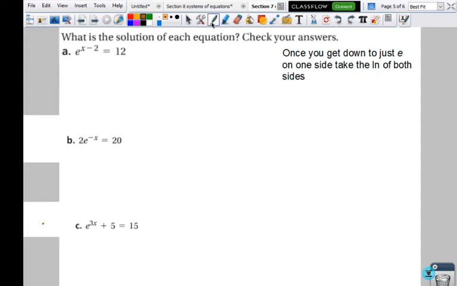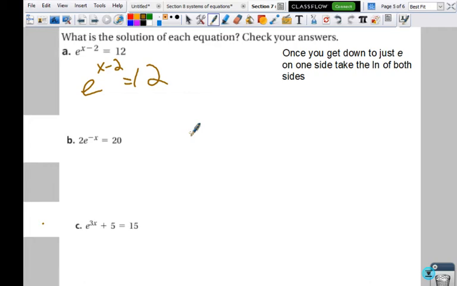Alright, so we are going to solve e to the x minus 2 equals 12. I'll write it a little bit bigger. Do you do log? So you do ln 12. x minus 2 equals ln 12.